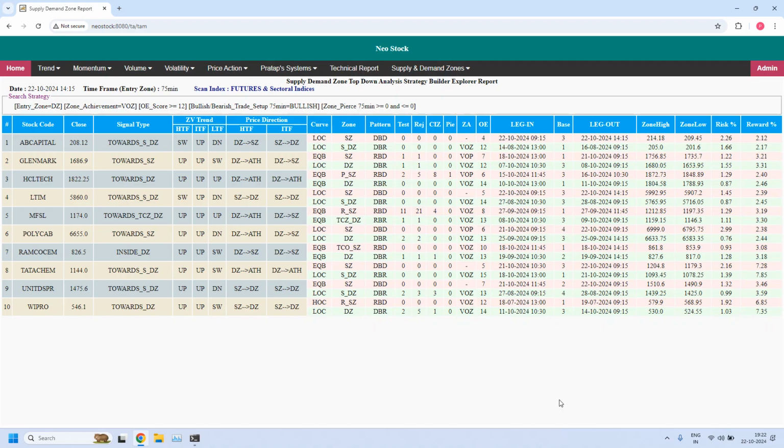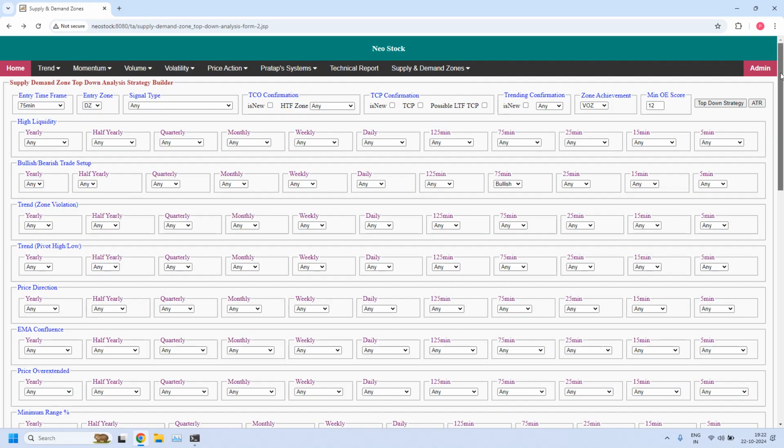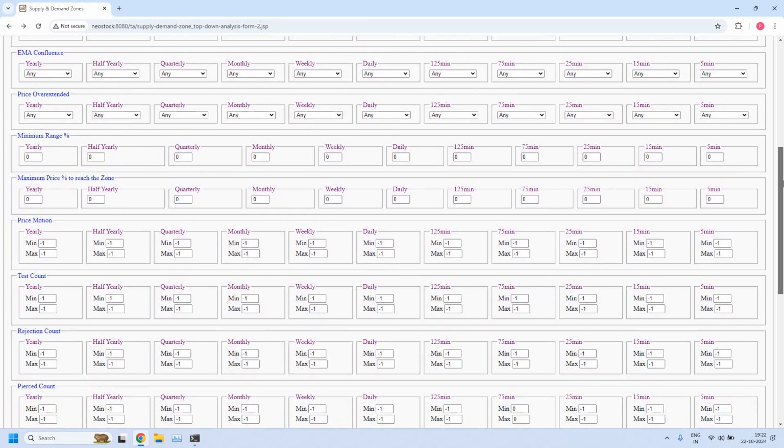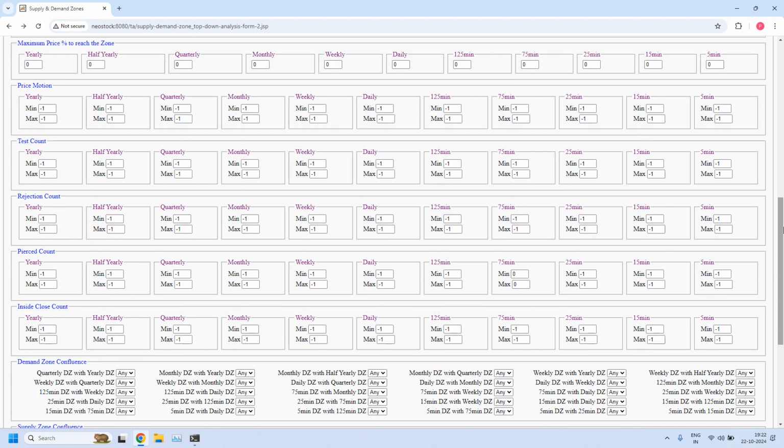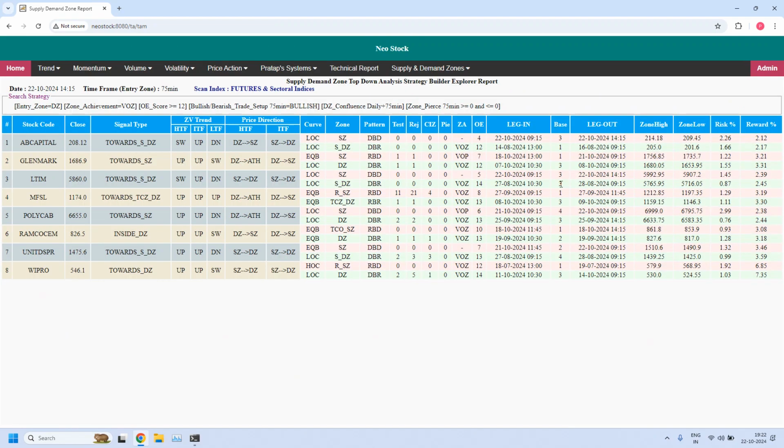Okay, let us look for high probability setup supported stocks from these 10 stocks. First, let us look into LTF and ITF confluence. That is 75 minutes demand zone with daily demand zone confluence. So I am enabling the filter 75 minutes demand zone with daily demand zone confluence. Now let's verify. From the 10 stocks, we got 8 stocks filtered.